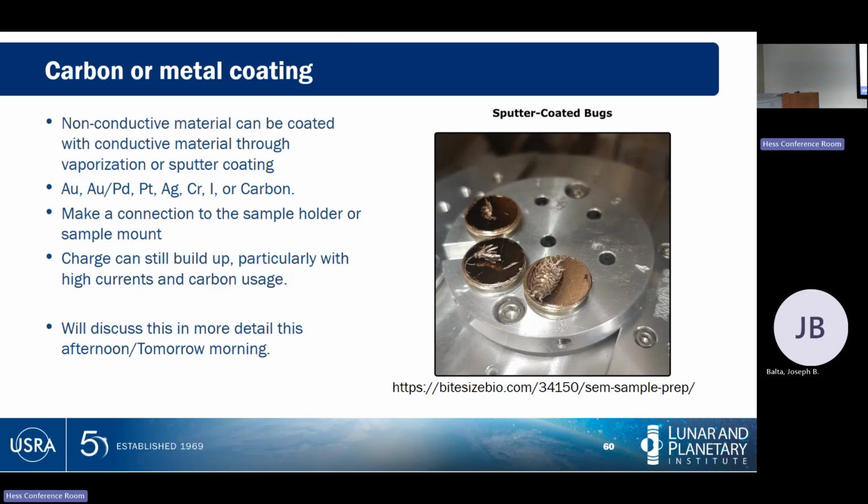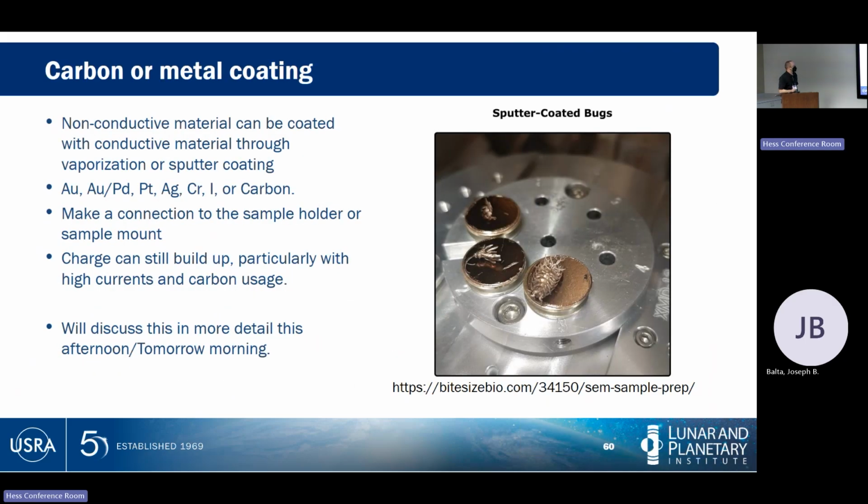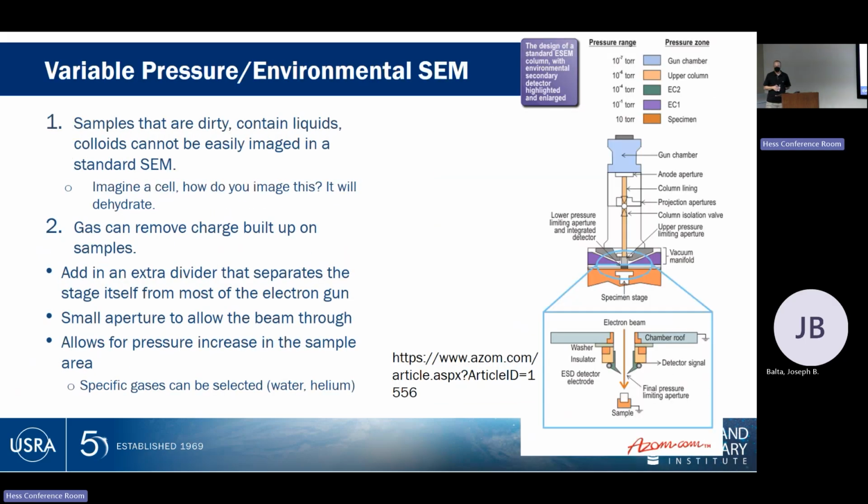Why would carbon coating not work well on a cockroach? Because it's carbon. This has been coated with gold because it's literally material that's made of carbon. We'll talk more about that later.